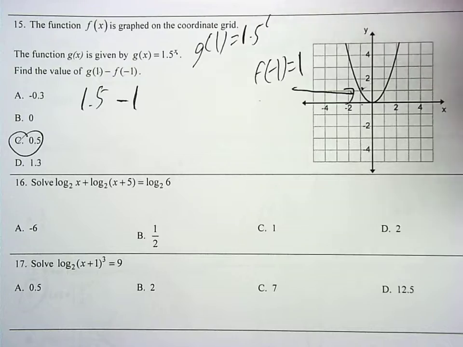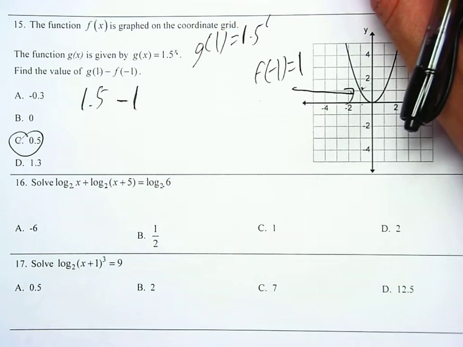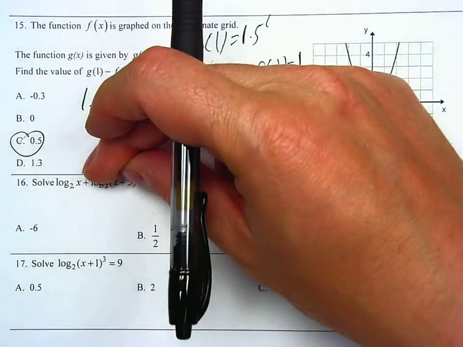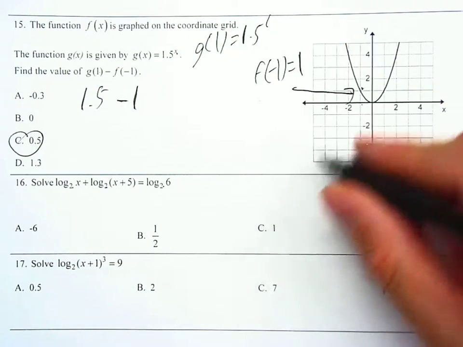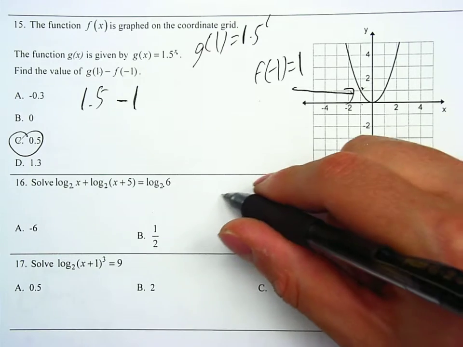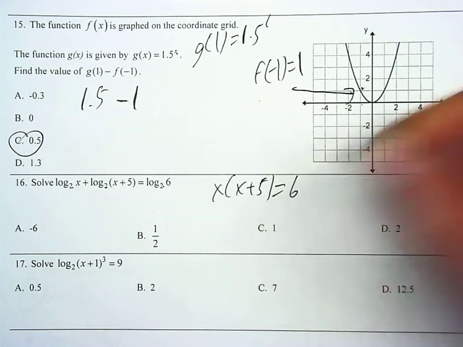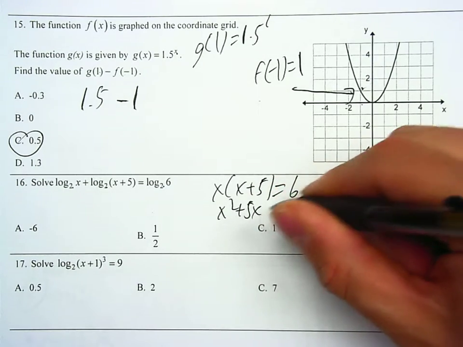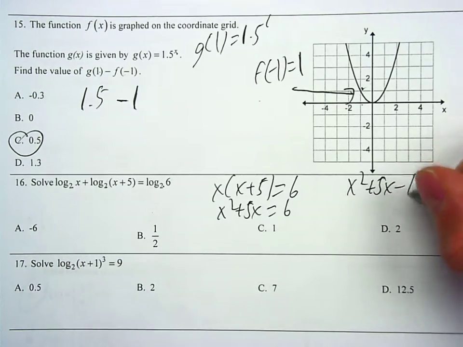All right, solve. Notice these are all base 2. Because they're all base 2, I can combine this together into a quadratic. Remember, addition of logs becomes multiplication. And then I can set them equal. So x multiplied by x plus 5 will be equivalent in value to 6. So x squared plus 5x is equal to 6. Subtracting 6, x squared plus 5x minus 6 equals 0.